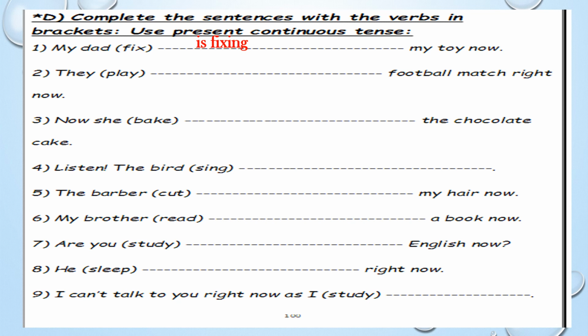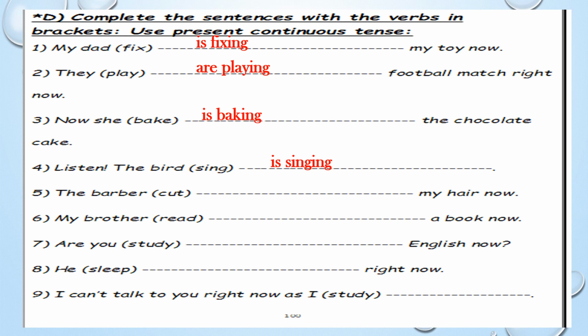Number 2, they play football match right now. So they takes are. They are playing football match. Number 3, now she baked the chocolate cake. Of course, now is a key word and bake ends with an E, so she is baking the chocolate cake. Cancel E. Number 4, listen the bird sing. Listen is from the key word and the bird is a singular noun, so it takes is. The bird is singing.